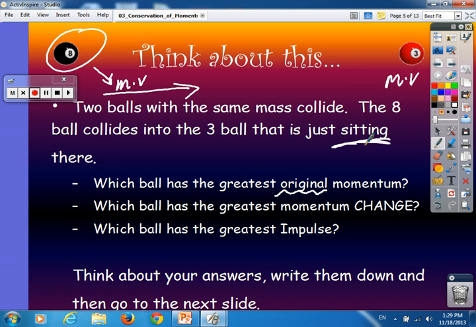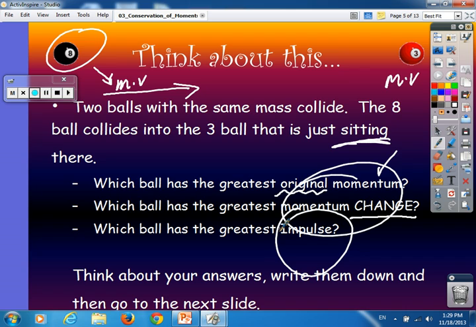Think about your answers for a sec. Which ball has the greatest original momentum? Which ball has the greatest momentum change? And which ball has the greatest impulse? What do you know about the change in momentum here and the impulse? What do you know about those two quantities? Hopefully, you know a little already, and you can think about your answers and figure things out without even having to go roll a couple balls at each other, right?